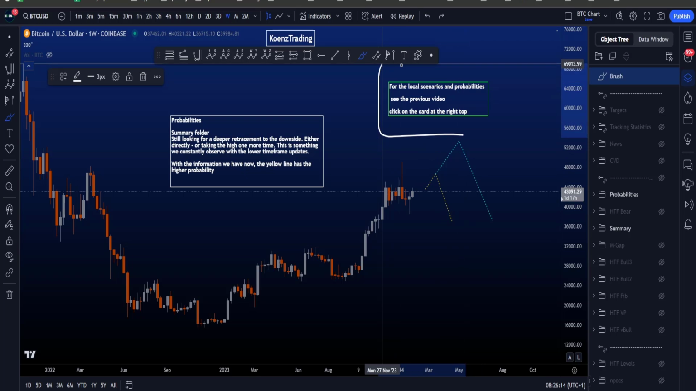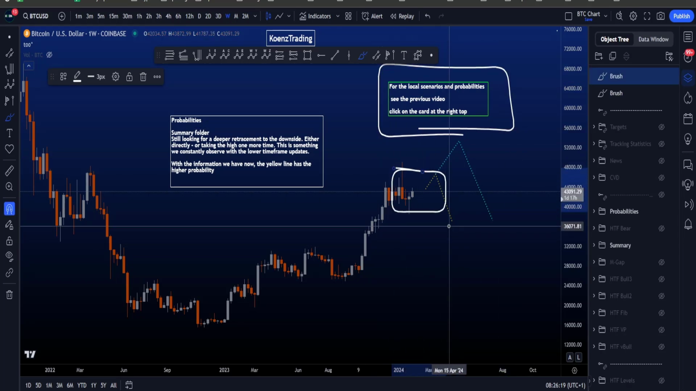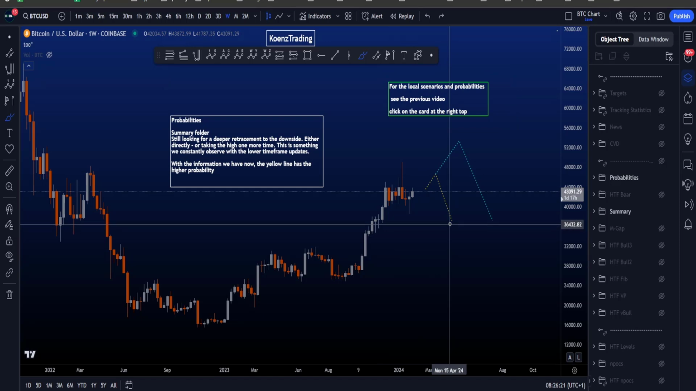But if you want to know more about the more local scenarios and probabilities on the lower time frames here, make sure to check out the previous video and click on the card at the right top, as that will link you to that previous video.